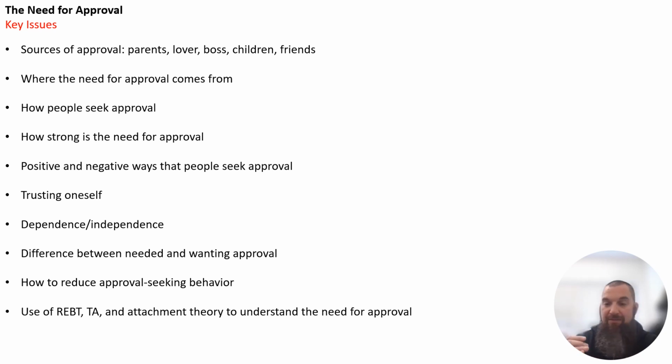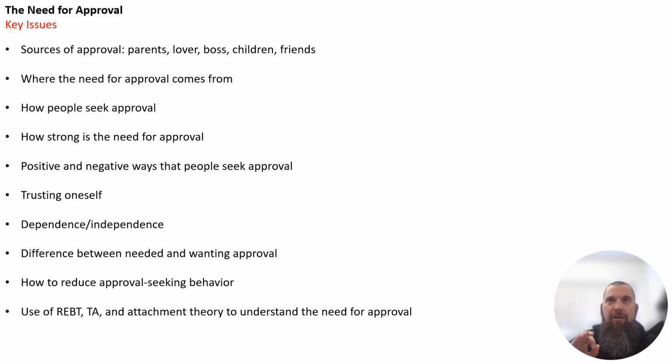Positive and negative ways that people seek approval. Again, going back up. What is it that we do currently? What are some things we have done in the past? What were some of the consequences of that? And again, these are just things that we're keeping in our head before we've even gone into these sessions. So what are some things that may come up?